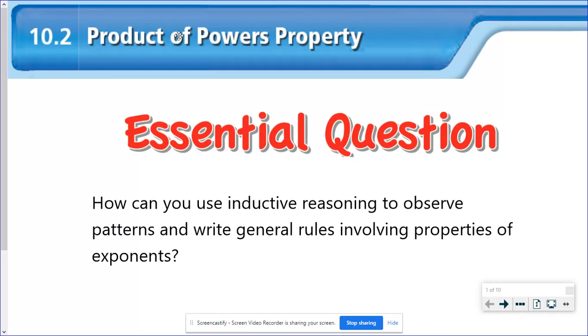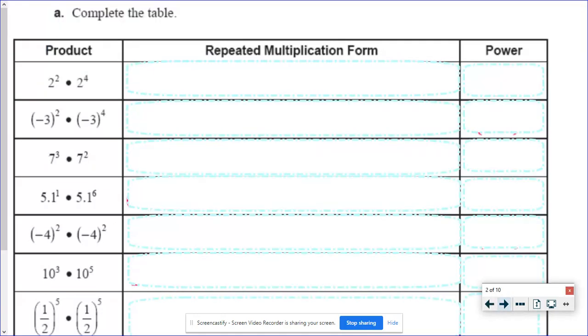This is the product of powers property. A lot of words that begin with P. Property, again, is just a rule. Powers we talked about yesterday, that just means something with exponents. So when we have a product of powers, that means that we're multiplying some stuff that has exponents. So we're going to be talking about rules today when we have some more stuff than just one thing with an exponent.